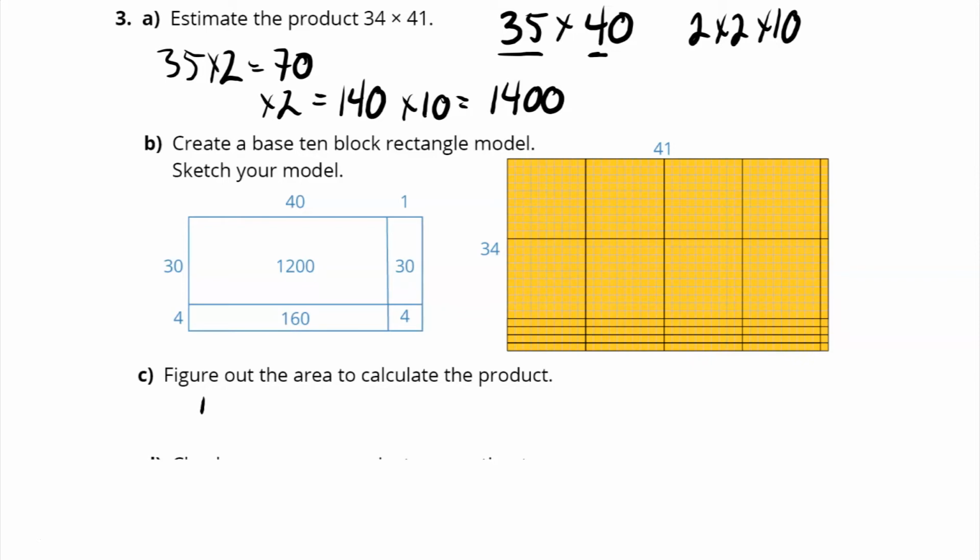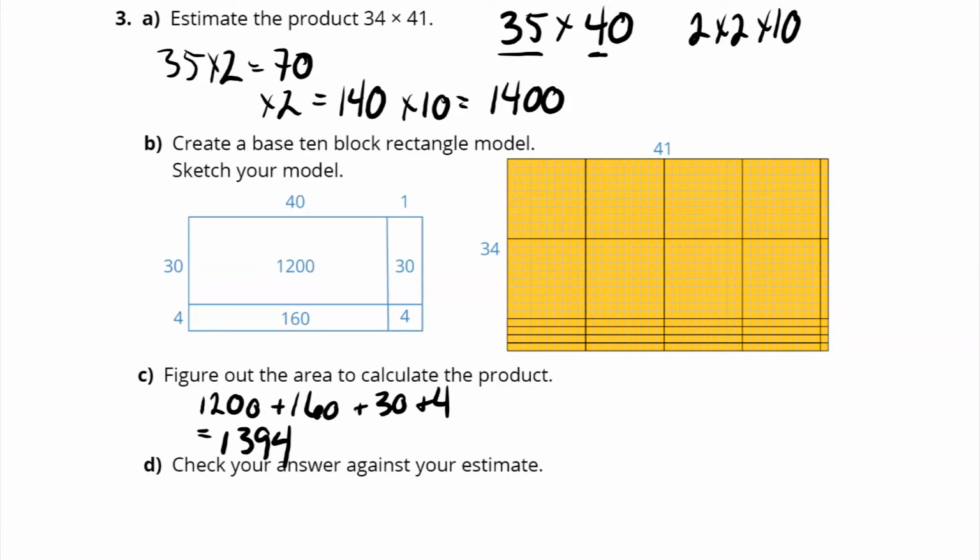So I've got 1,200 plus 160 plus 30 plus 4. I've got 1,200 plus 160 makes 1,360, plus another 30 is 1,390, plus 4 is 1,394. And finally, we want to check our estimate against our final answer. We had estimated 1,400, and our final answer is 1,394. So again, our estimate gives us confidence that our final number is in the right ballpark.